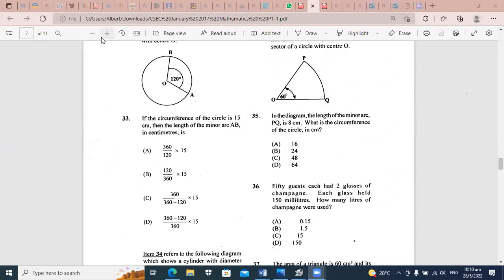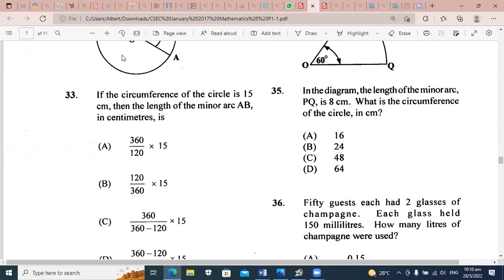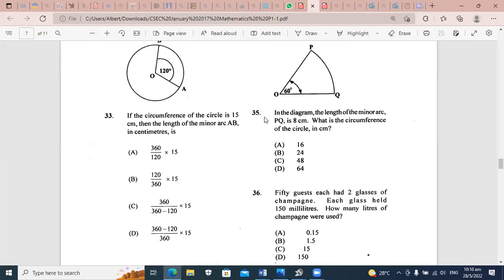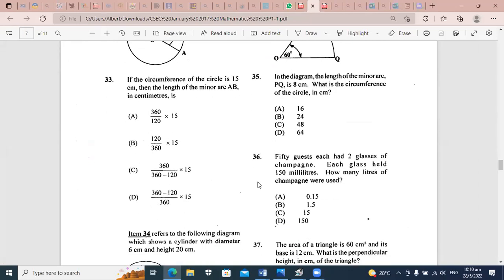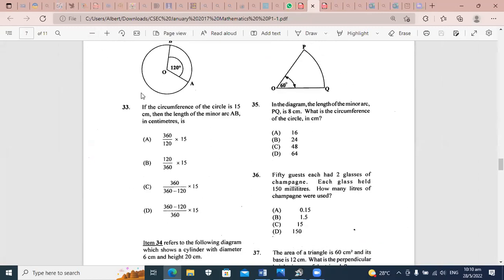Let's look at question number 35. See if you can figure out 35 and 36. I'm going to give you a couple minutes to work and figure out 35 and 36.